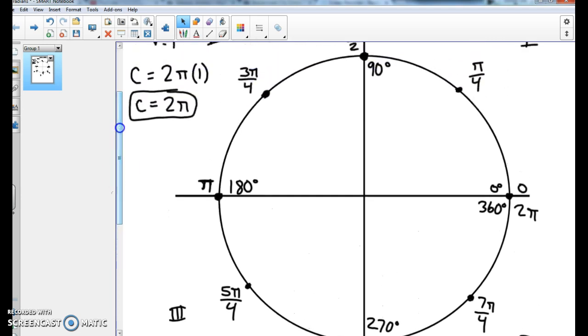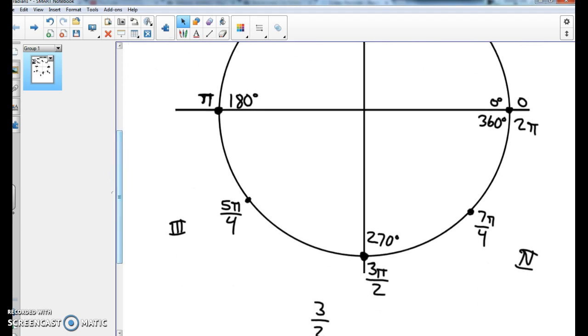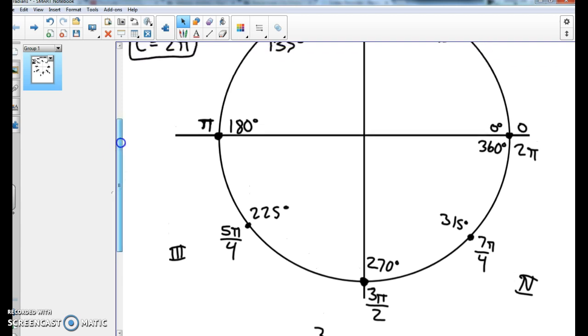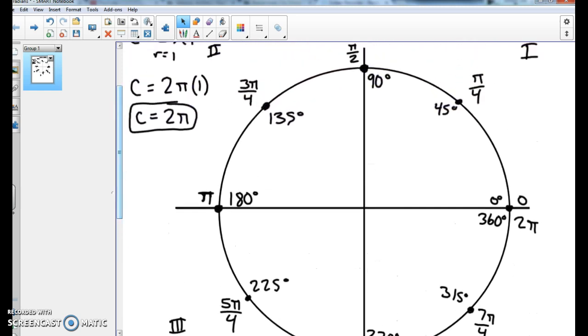Okay, let's keep filling in these blanks here. Pi over 4, remember that's the halfway point between 0 and pi over 2. You can also think about it, that's halfway between 0 degrees and 90 degrees, 45 degrees. 3 pi over 4 is 135 degrees. Down to quadrant 3, 5 pi over 4 is 225 degrees. And 7 pi over 4, our last one so far, is 315 degrees. Okay, so far we've hit all these different radian measures that match up with their degree measures. Now we can keep going.